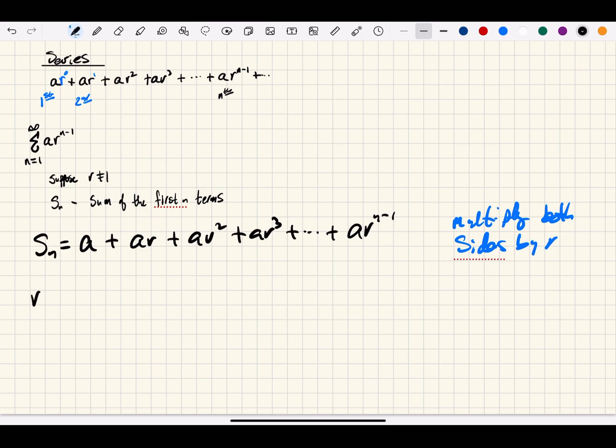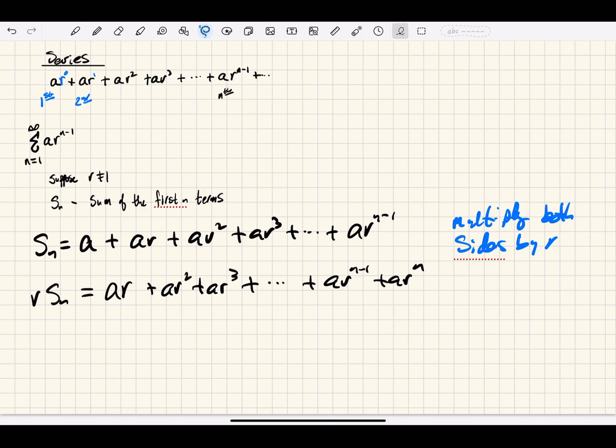Okay, so we'd have R S sub n equals, and now each one of these then has another r. So AR plus AR squared plus AR cubed plus ... plus AR to the n minus 1 plus AR to the n. Everybody okay with that? Okay, so now let's subtract the top one from the bottom one and see what happens there. In other words, I'm going to take this one where I've multiplied r on both sides, and I'm going to subtract from that this one right here.